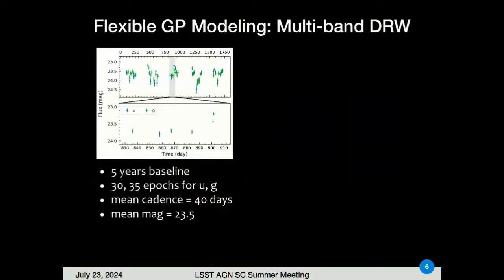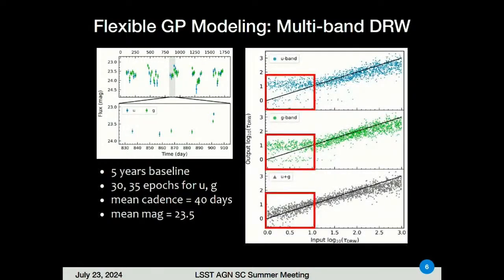So we started with some simulations. 5-year-long LSST light curves, with 30 to 35 epochs for u, n, g. That's basically the median for the most recent database. The median minimum mag is 5, which reflects the size of error bars. Okay. Now I show the results.